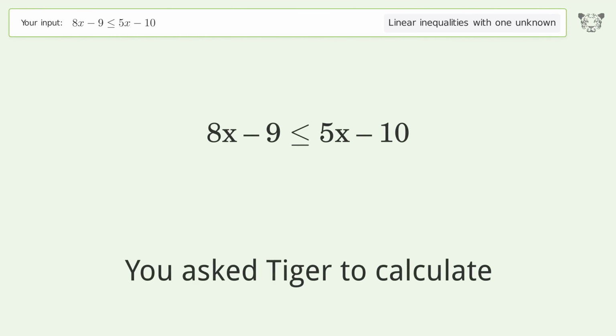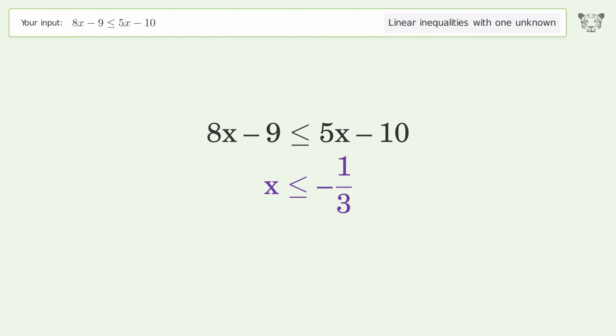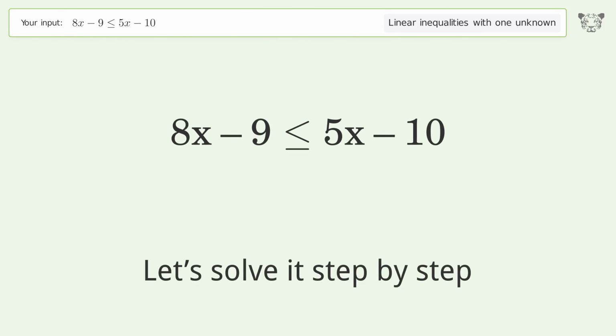You ask Tiger to calculate. This deals with linear inequalities with one unknown. The final result is x equal or smaller than -1/3. Let's solve it step by step.